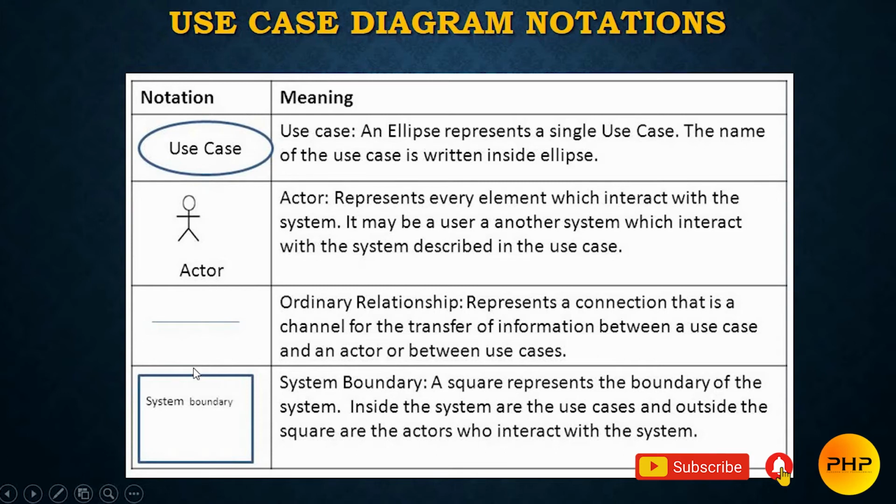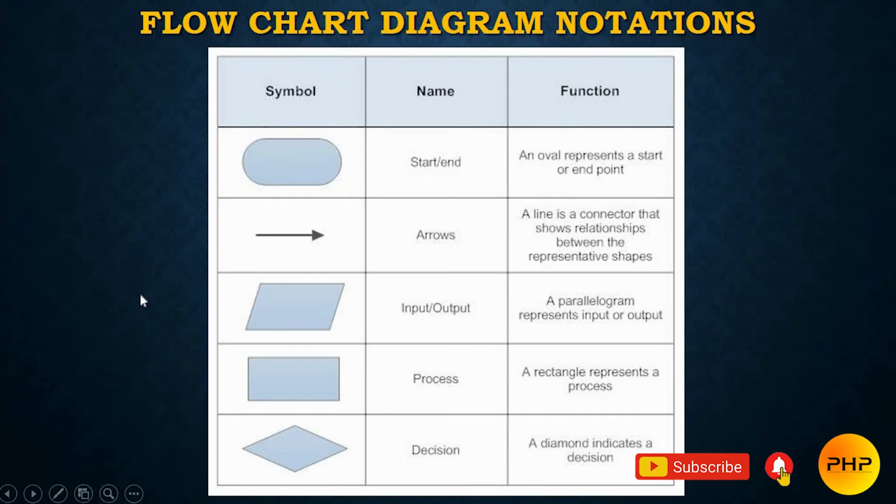Very soon, we will go through how to draw this use case diagram using our Draw.io software. So let's go to the flowchart diagram. For the flowchart diagram too, these are the symbols, and these are their names. First, the start and the end. When we were doing the pseudocode, we had start and end. So that is the symbol we use to represent the start and end.